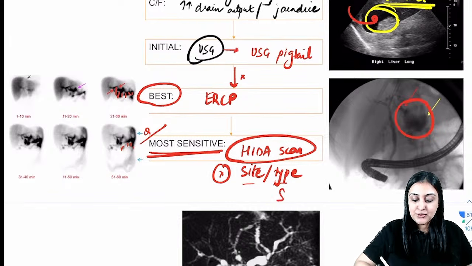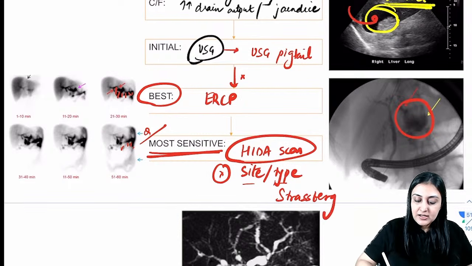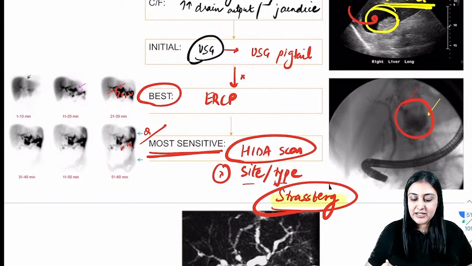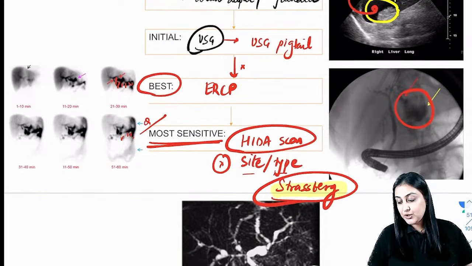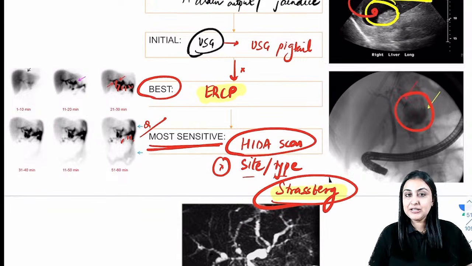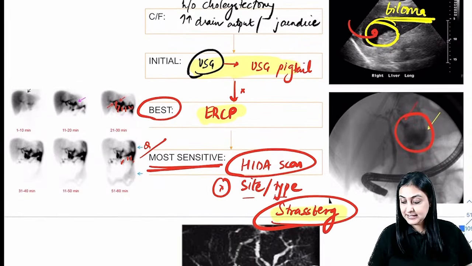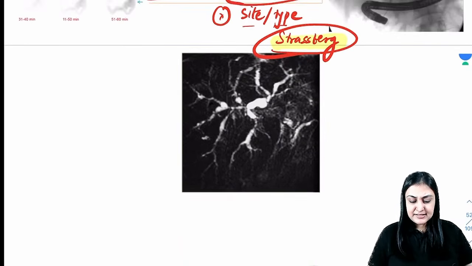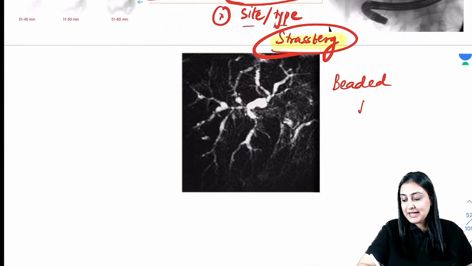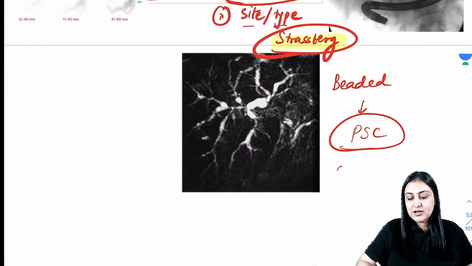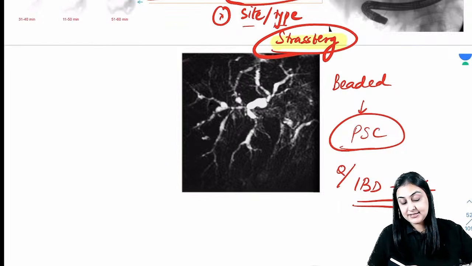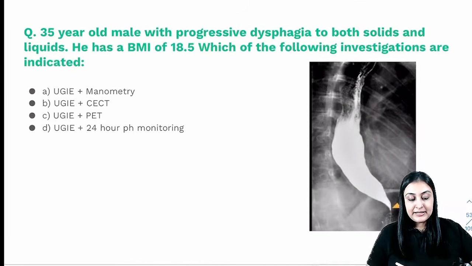What classification do I use? I use the Strasbourg classification, right? So the Strasbourg classification tells the type, which I cannot say on HIDA. I can say it very reliably on ERCP. So remember, if it is a bilioma, do an ultrasound guided pigtail. If not resolved, then we do ERCP, okay? Lastly, just one more thing, MRCP showing you this beaded appearance. This is primary sclerosing cholangitis associated with IBD, more specifically ulcerative colitis, PSC. Okay, now we'll do MCQs quickly.